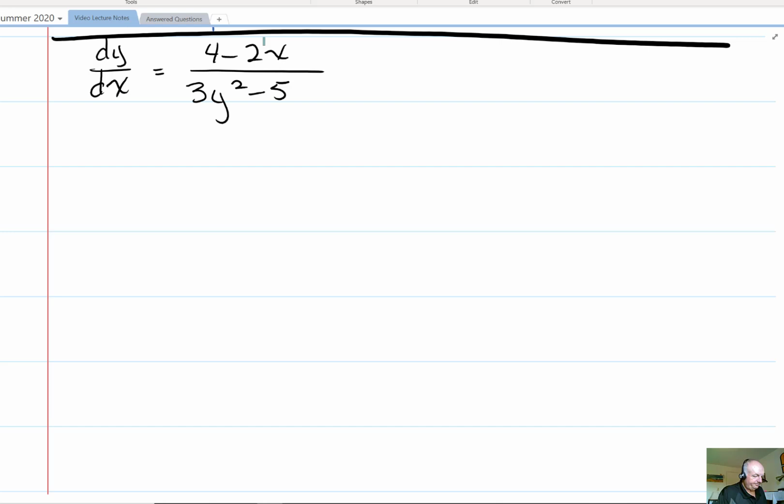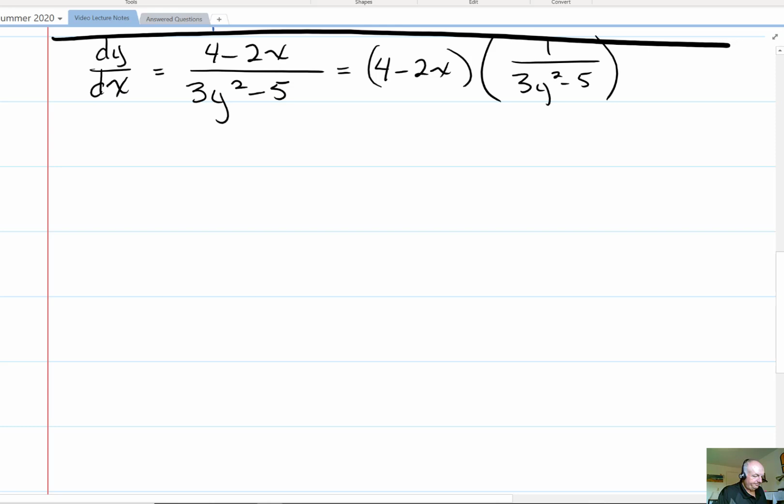Now the next phase is, is it possible for us to write this right hand side as a product of an f function, 4 minus 2x, and a y function? And in this case it is. We can separate that into the x factor and the y factor. The reason we do that is because that allows us to try to solve this by separation of variables. So let's move all the y terms together.